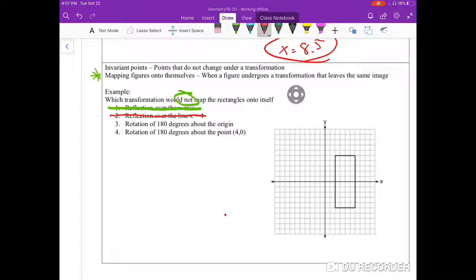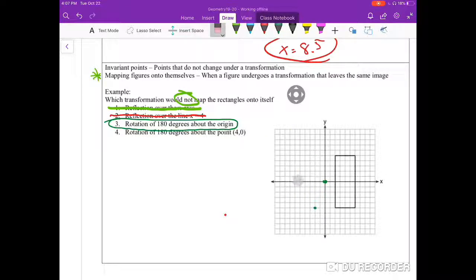All right, choice 3 says a rotation of 180 degrees about the origin. Now, if I took these points and I rotated them about the origin, I would actually get a rectangle over here. And it would look like this. Now, if this was the rotation, the rectangle was not mapped onto itself. It's actually mapped right here. So it's 2 totally different rectangles. Therefore, choice 3 is going to be the correct choice.